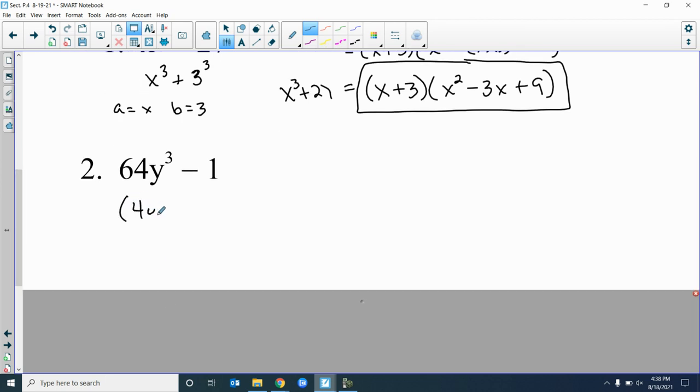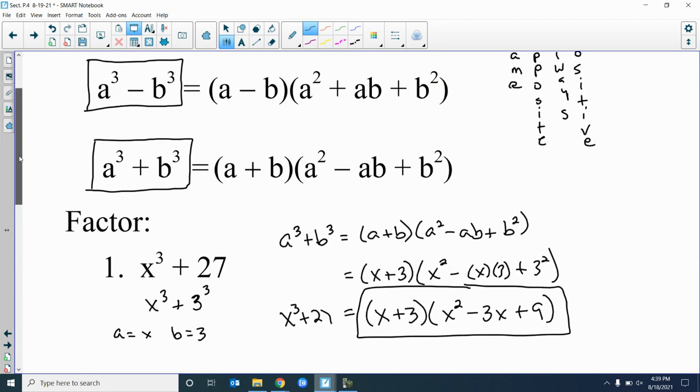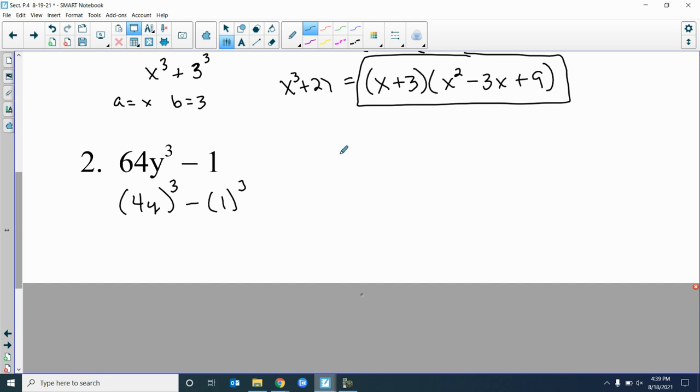Yes, it is 4y to the third power. 4 cubed is 64. Y cubed is y cubed minus 1 to the third power. So now this will fall under the a cubed minus b cubed category. Well, a cubed minus b cubed is a minus b, same sign, a squared plus ab, opposite, and then always positive, plus b squared.